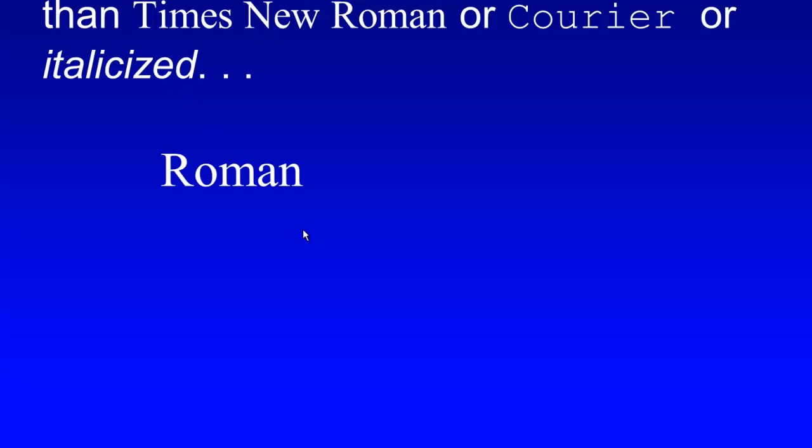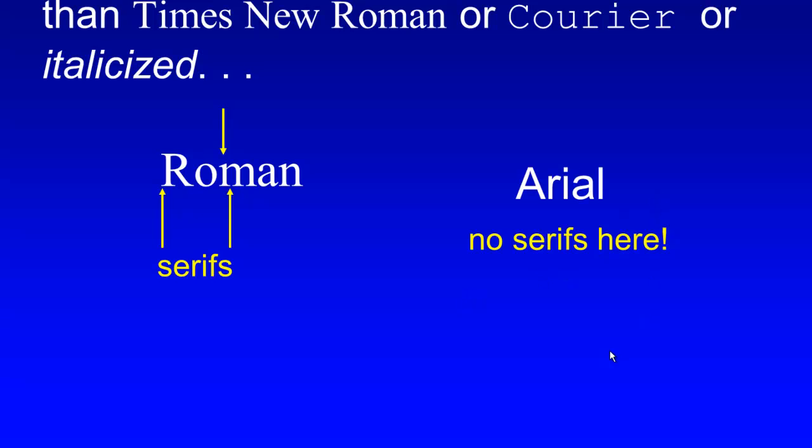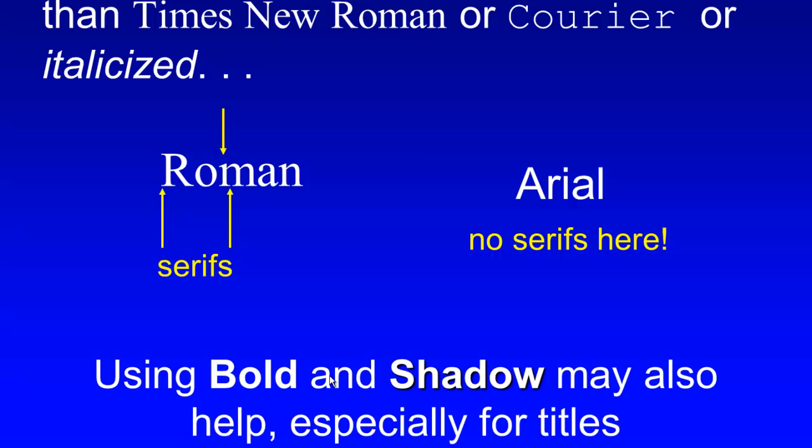What does sans serif mean? Serifs are the little feet that come off the ends of the letters that make them look very nice in a manuscript. And sans serif means without serifs, so that Arial font contains no serifs. Another way to set off certain letters in a slide is to use bold or shadow, although you wouldn't want to use that for an entire slide, but only to set off certain words.